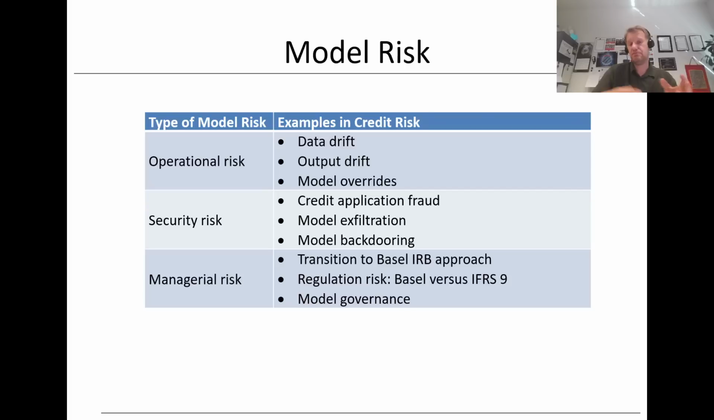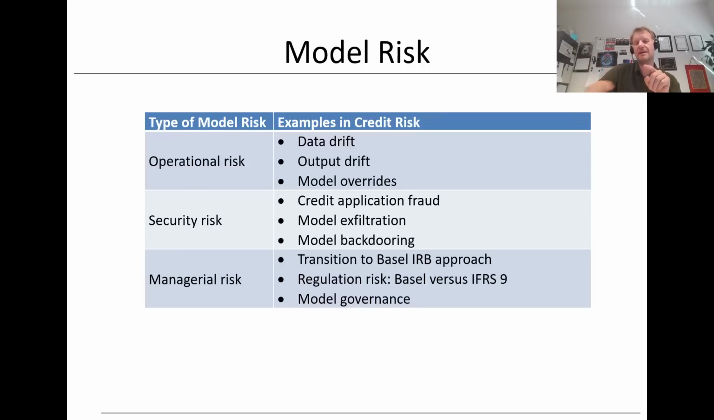Operational risk means like data drift. Your data is continuously changing, output is changing. Model overrides means that domain experts are going to override a model's decision. It's something you don't want to happen. So how are you going to cater for that? Security risk, fraud. When I do a credit application and I provide fraudulent information, that should be detected. Model exfiltration, by repeatedly querying a public model, I may try to train my own model, which comes pretty close to the original one, such that I can behave it in the way I want it to behave.